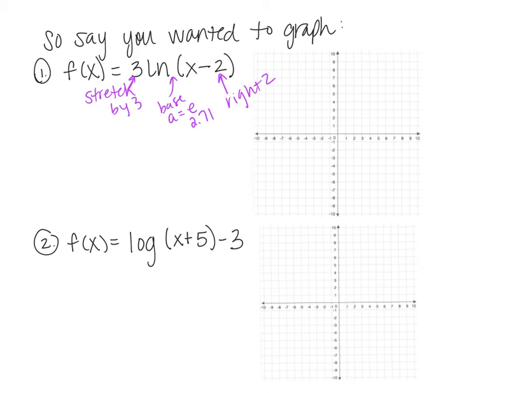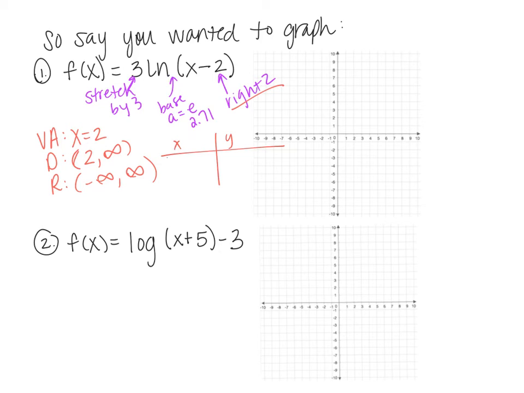Once I know that, I'm going to come up with my vertical asymptote, which, because I'm moving to the right, is going to be x equals 2. My domain is going to be 2 to infinity. My range is going to be all real numbers, or negative infinity to infinity. All right, so let's get our table going here.